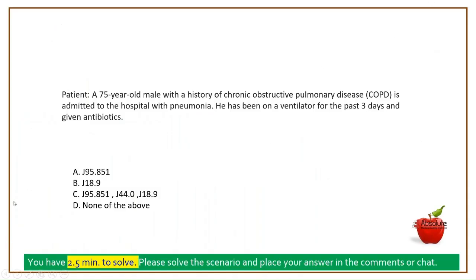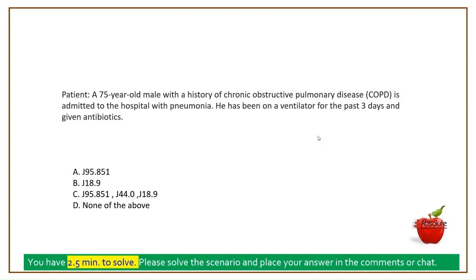And I have, let me see. Yes, I've got one more scenario for you. And the question is, I'll read out the options for this one: option A J95.851, option B J18.9, option C is going to be J95.851, J44.0, J18.9, option D none of the above.